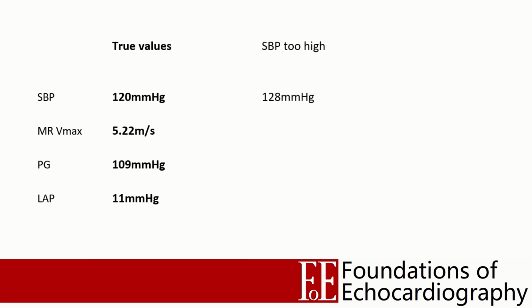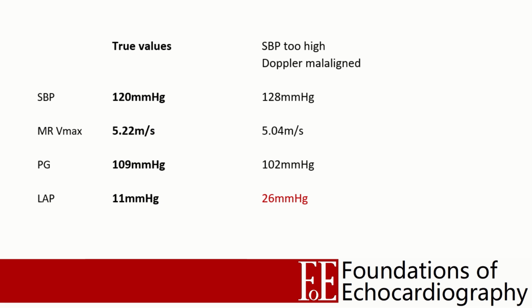Now, we've been careful to gain our Doppler trace correctly, but we're malaligned by 15 degrees, and so we end up underestimating our velocity by just over 3%, and we measure the Vmax of 504 centimeters per second. This would lead us to conclude that our left atrial pressure is 26, which is very significantly elevated.